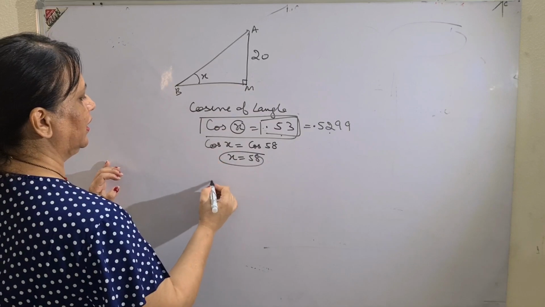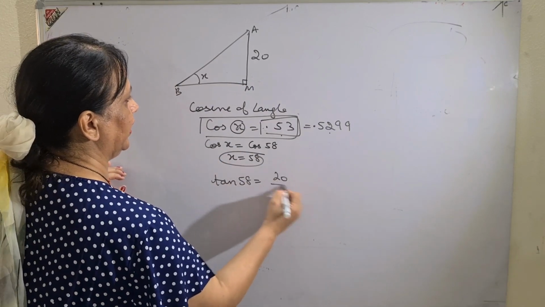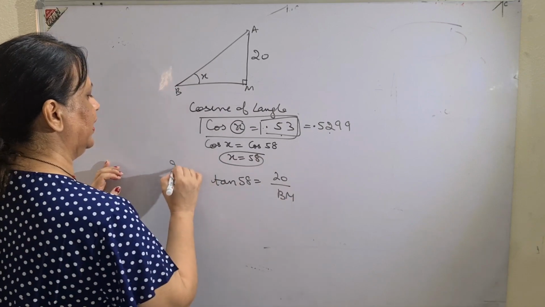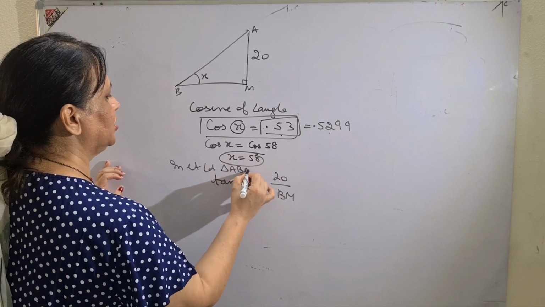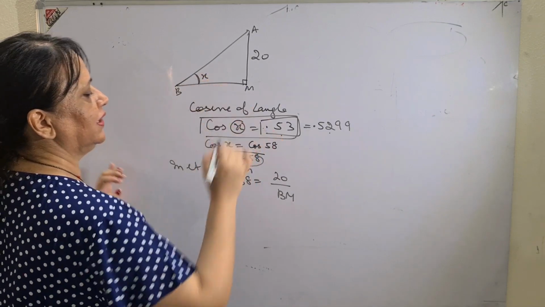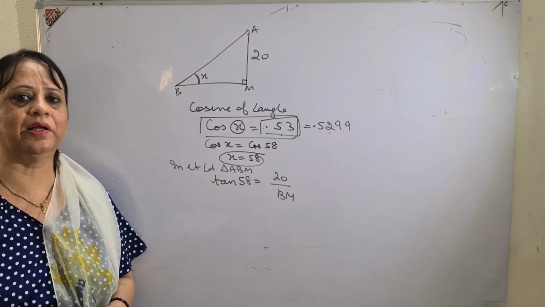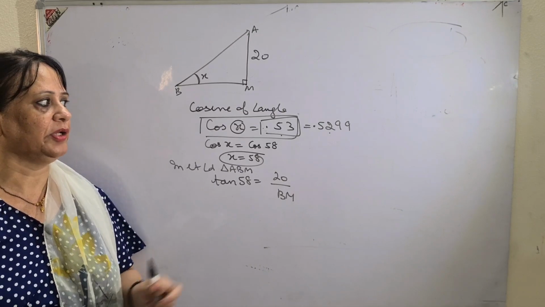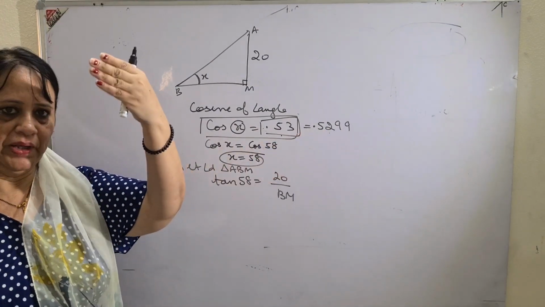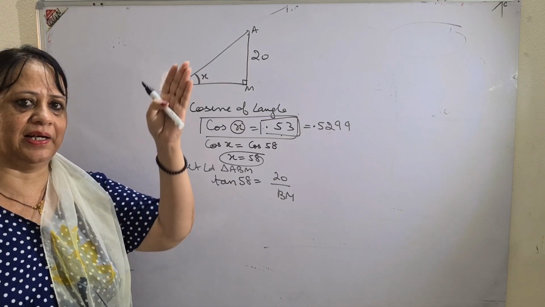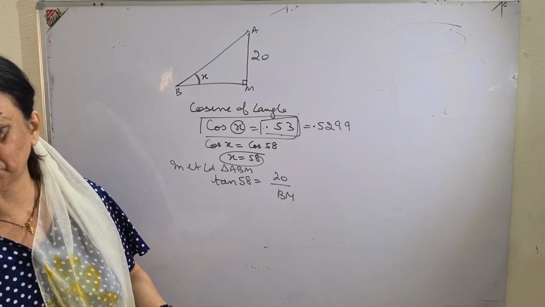Now my answer, tangent of x means tangent of 58 is equal to 20 upon BM in right angled triangle ABM. So first you will find x, and for this you will go to the table at the back of the book and see the table in the reverse order. You find this approximate value in the table in between, and then get the answer in degrees at the side.